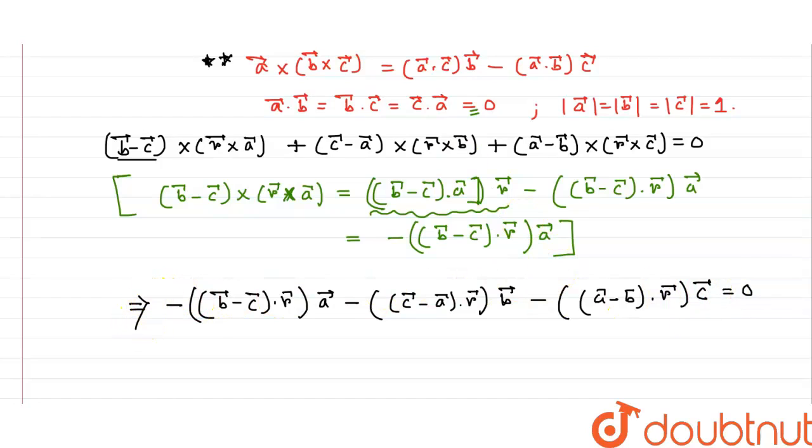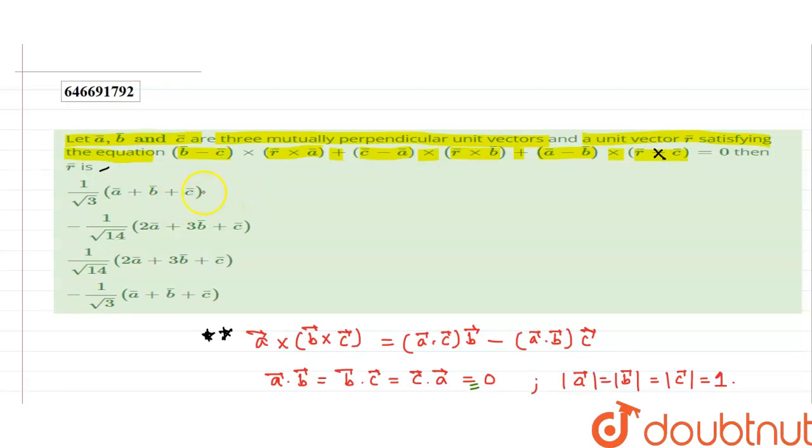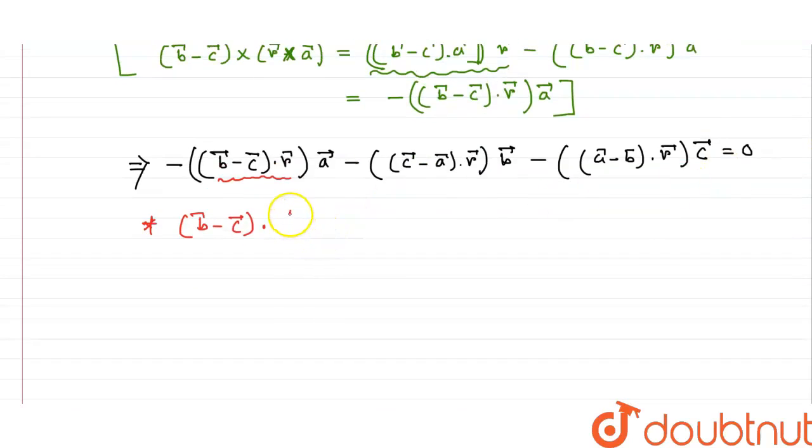Now you have to go to the options and check which one is true. You can see the first part, B vector minus C vector dot R, where R is given. If you check the first option, 1 by root 3 of A vector plus B vector plus C vector.